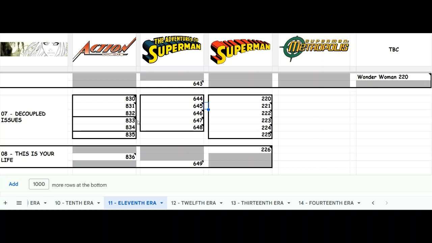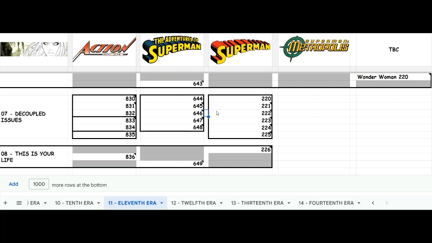We then have Superman 221. This is branded as a Villains United tie-in and ends saying to be continued in Action Comics 831. I wouldn't massively worry about that. Action Comics 831 is here, but honestly, it's not a big deal. We'll talk about all this, like I say, tomorrow in the Infinite Crisis reading map.